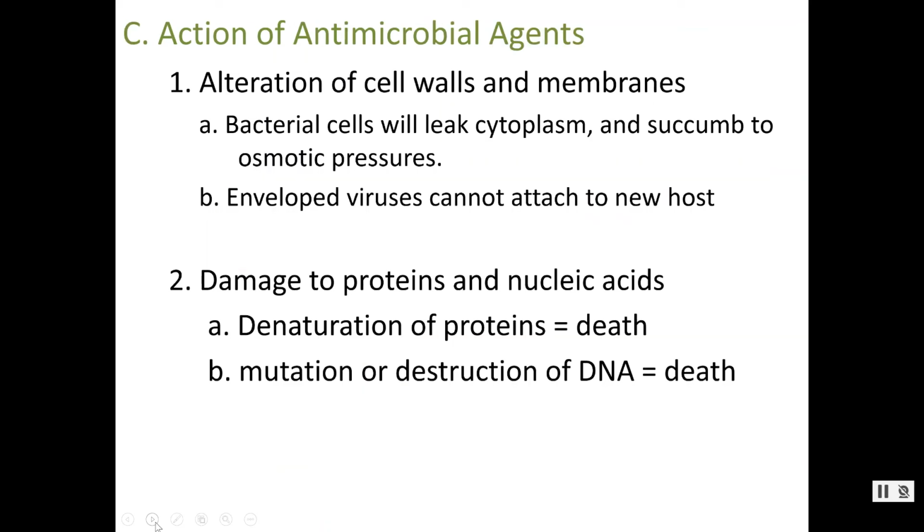We do need to know how they act. We're going to go through a lot of different agents and ways to inhibit microbial growth, and they act in different ways. It's always helpful to know how they're acting so we can determine what our risk is to ourselves and to our families. Two big categories. One is alteration of cell walls and membranes. If it acts on bacteria cell walls, it's not going to damage us. That's good. We don't have a cell wall. If it acts on membranes, it could be toxic to humans as well.